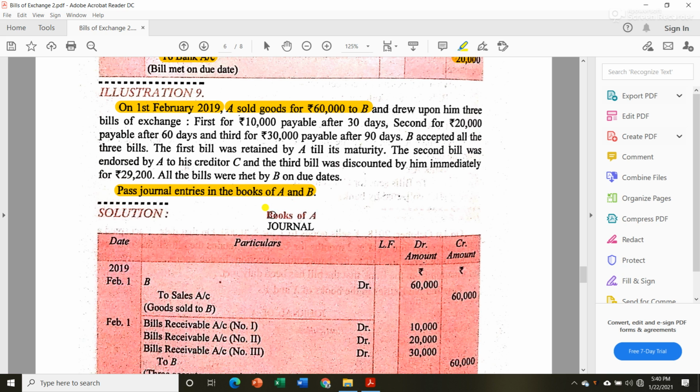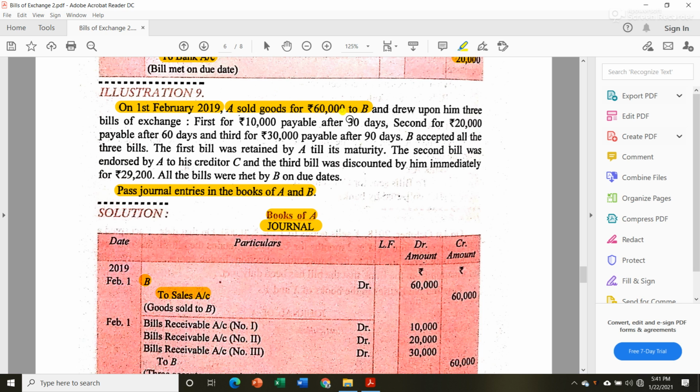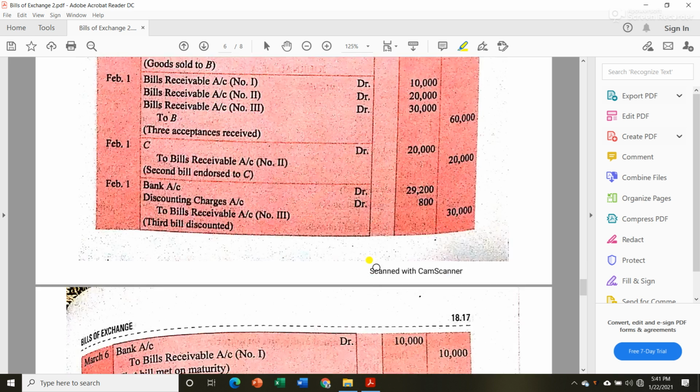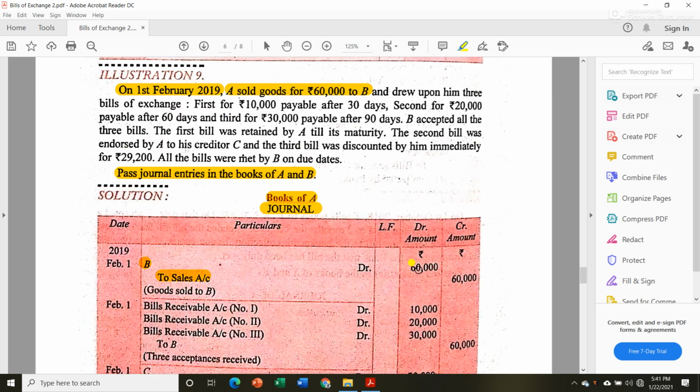So first we will see books of A, that is journal. So for selling goods on 1st February, there will be a transaction, that is B debit to sales account rupees 60,000, because A is the seller and B is the purchaser, so the purchaser's account will be debited. In a similar manner, in the book of B we will write purchases account debit to A rupees 60,000. Now let us see the detail.